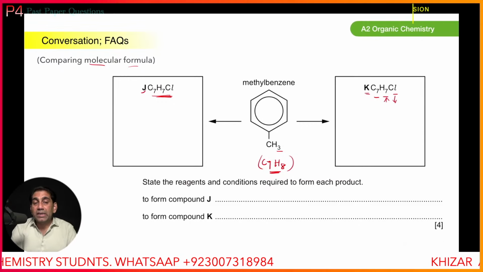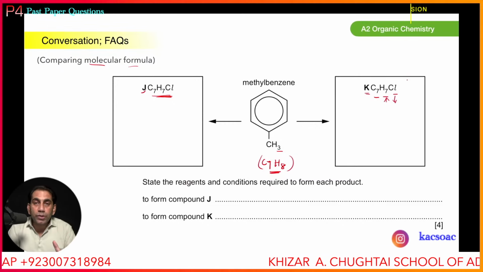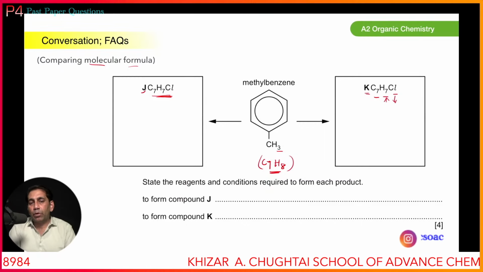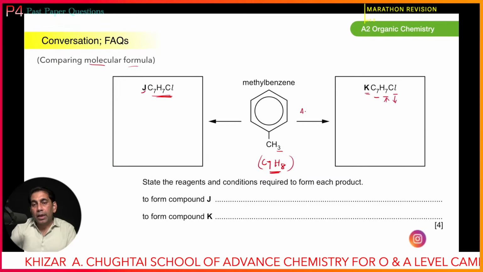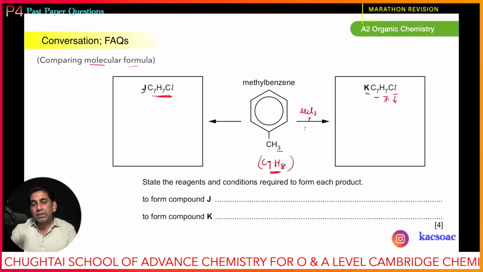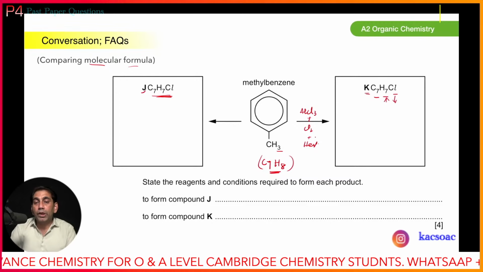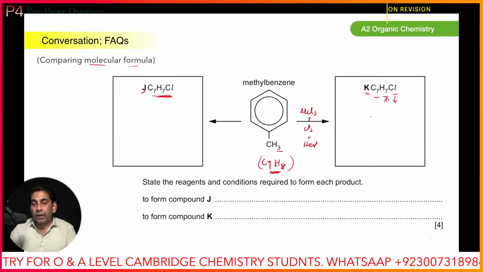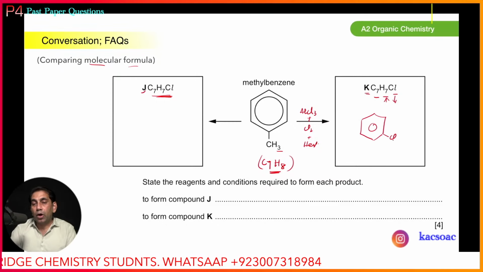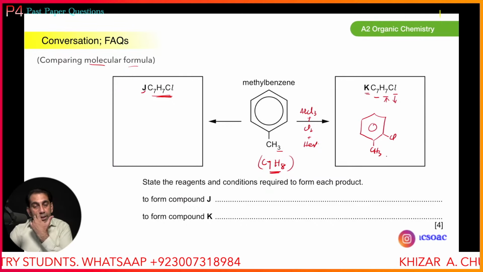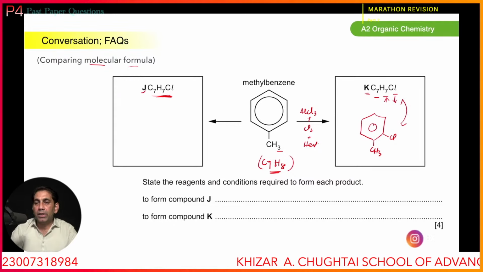This is also C7H7Cl. Now, there are two different conditions to make these two different compounds. Obviously, compounds J and K are not the same. If I'm using AlCl3 plus Cl2 plus heat under reflux, then simply speaking, I am going to introduce Cl on the benzene ring. So this is a substituted product of the benzene ring. In this way, the formula is this one.